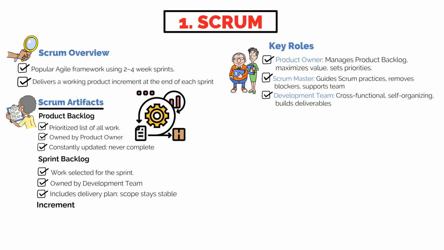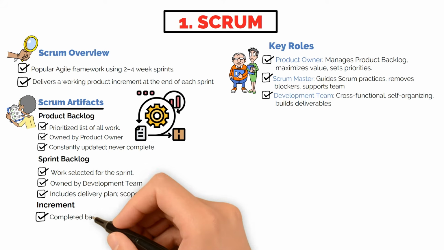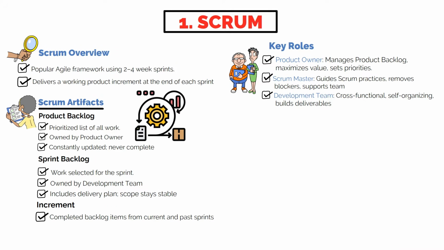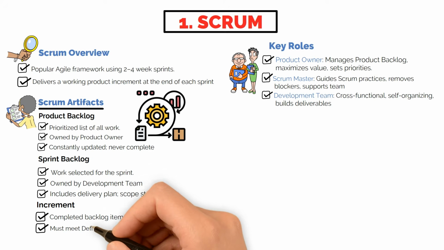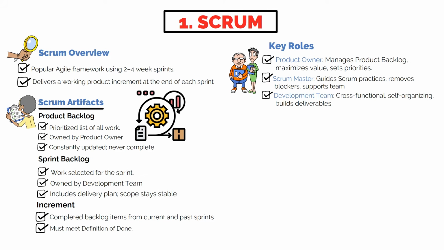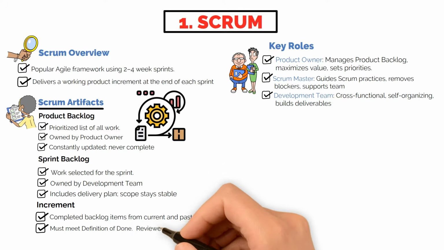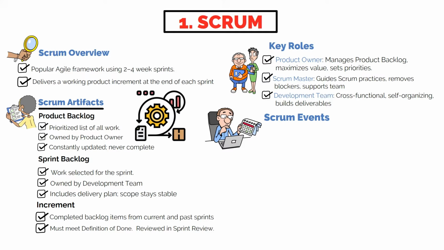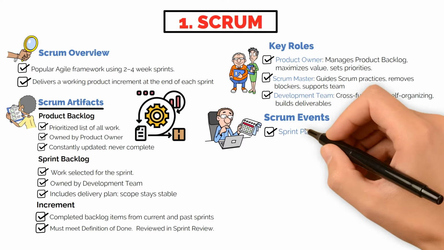Increment. This is the sum of all completed product backlog items during a sprint and includes the work from all previous sprints. It must meet the team's definition of done, which is a shared understanding of what it means for work to be complete. The product owner reviews the increment during the sprint review to determine if it's ready to release. Scrum also includes events such as sprint planning.